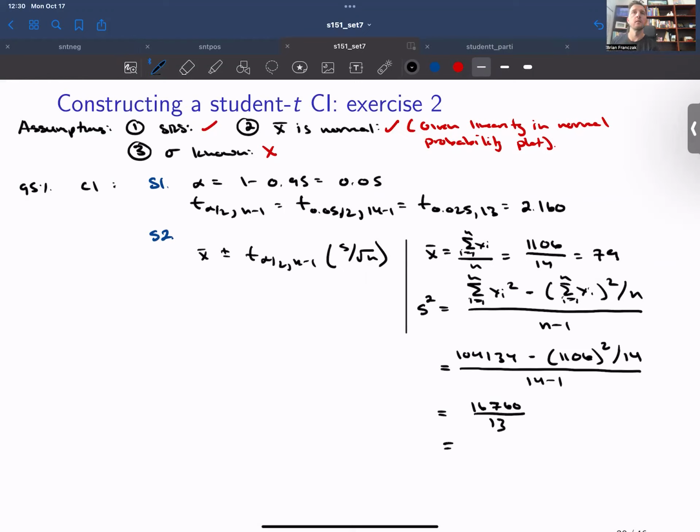Now we can come back to our interval. We're going to have 79 plus or minus 2.160 multiplied by 35.906 divided by the square root of 14. That gives us 79 plus or minus 20.728. So we add and subtract this. We have 58.272 to 99.728.